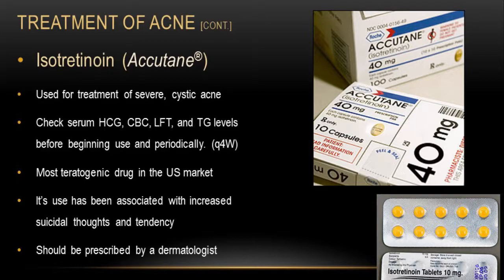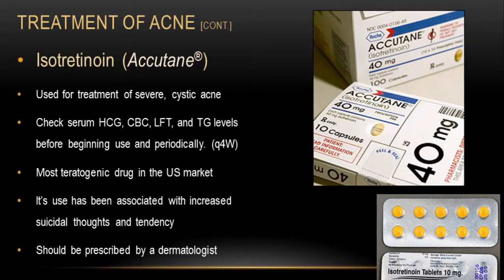This is a very serious drug. First of all, Accutane is the most teratogenic drug ever in the United States market. So before using isotretinoin, make sure that the female patient is not pregnant. Make sure that she's using a reliable contraceptive method, and some prefer that the patient should be using 2 contraceptive methods. Why? Because this is a very teratogenic drug.